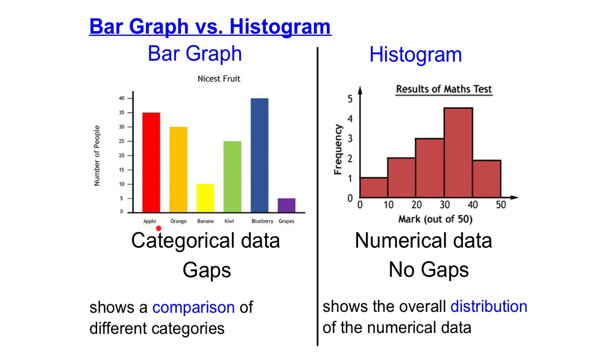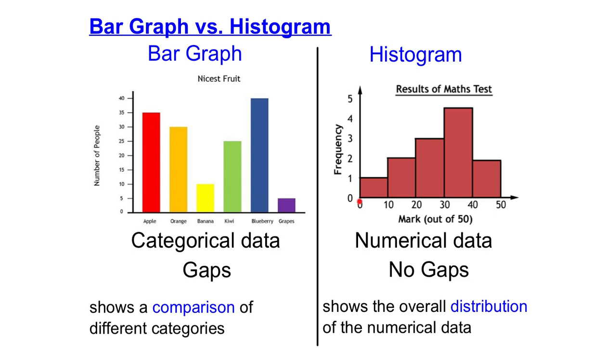Over here, these are separate categories. There's no continuum from apple to orange to banana, something between an apple and an orange, some weird hybrid fruit. No, these are separate categories, so the bars are separate. There are gaps in between the bars because they are not connected at all.